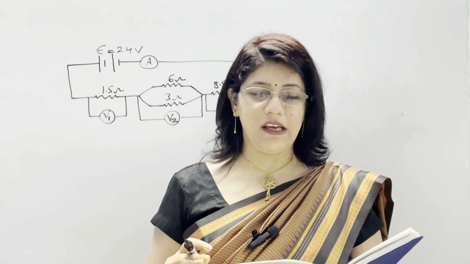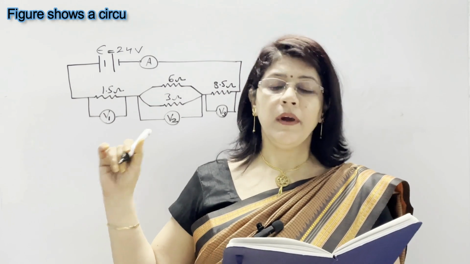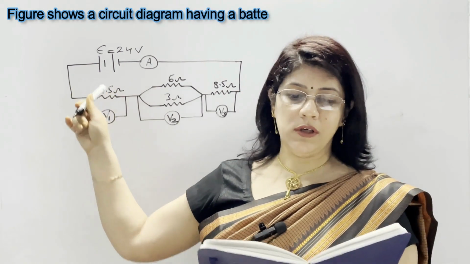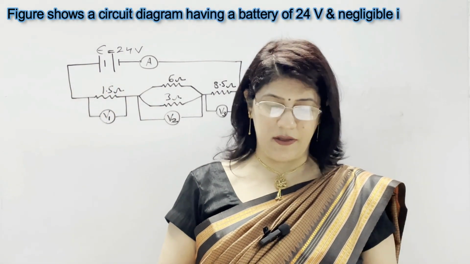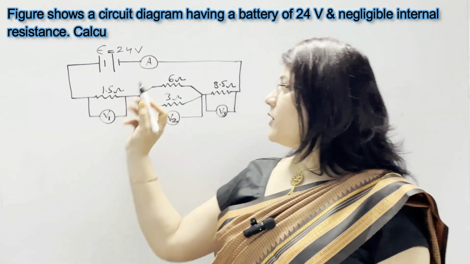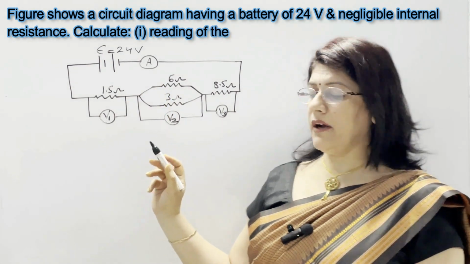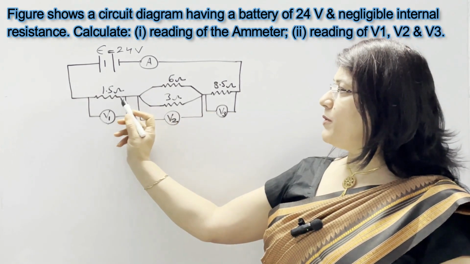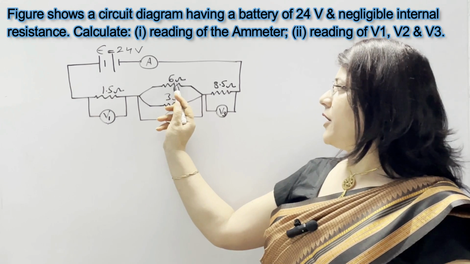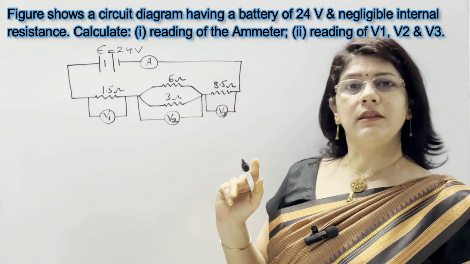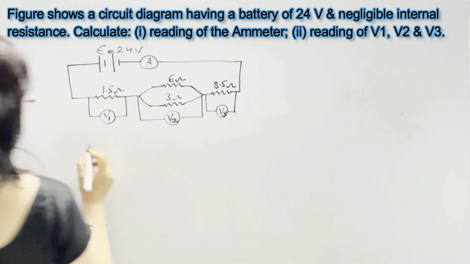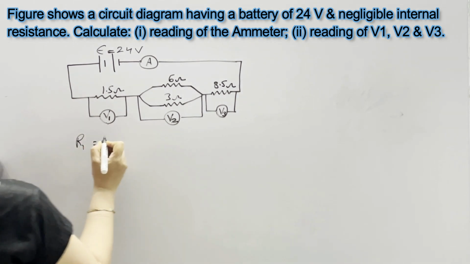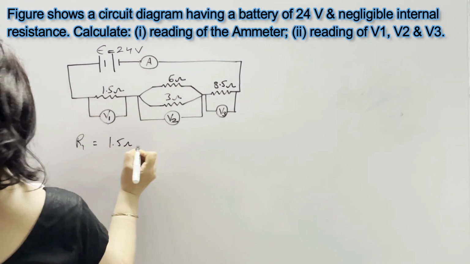Our first numerical is: the figure shows a circuit diagram having a battery of 24 volt and negligible internal resistance. Calculate the reading of this ammeter and, in the second part, the reading of voltmeters V1, V2 and V3. We are assuming that these are resistances R1, R2 parallel combination and then this is R3. So our first resistance R1 is equal to 1.5 ohm.